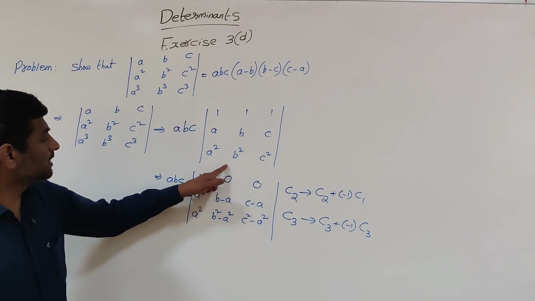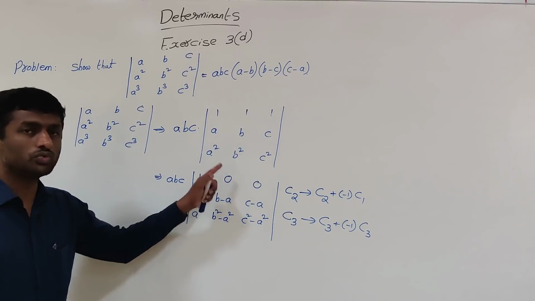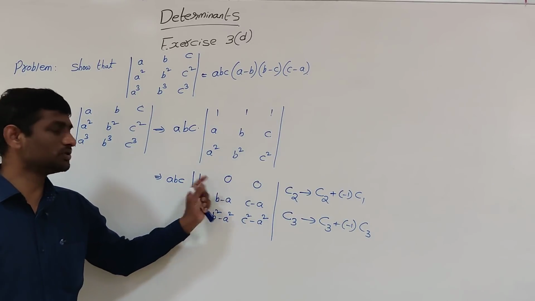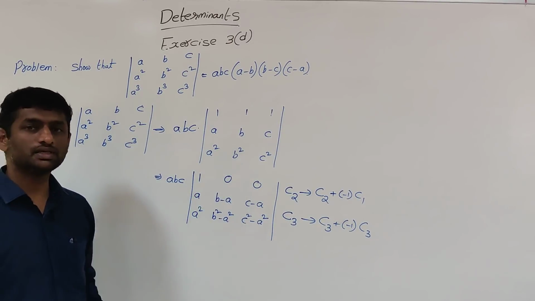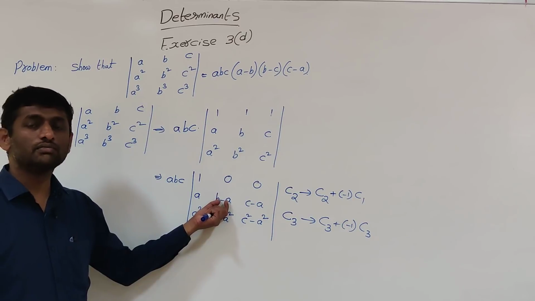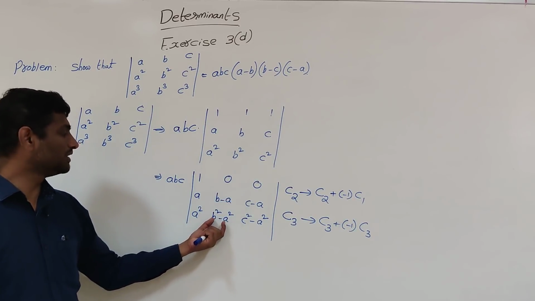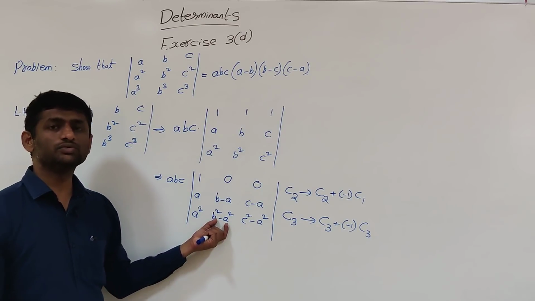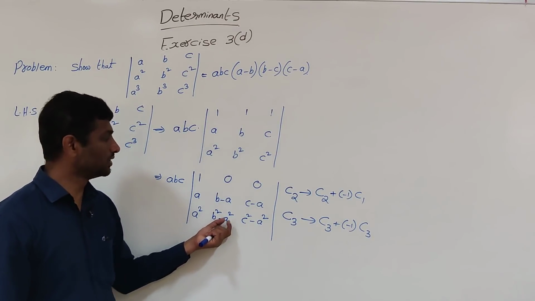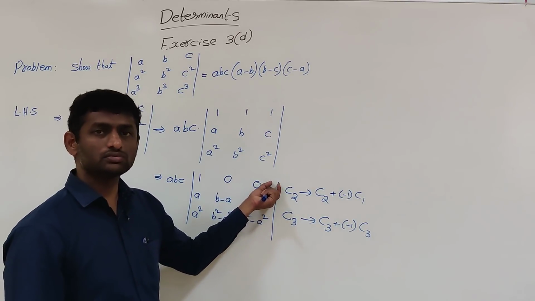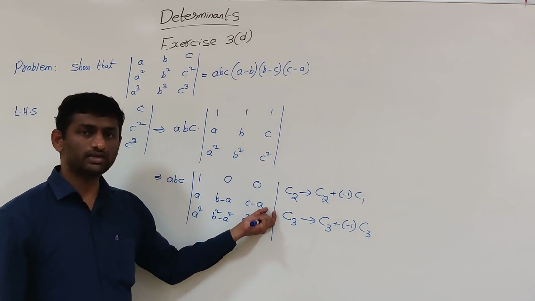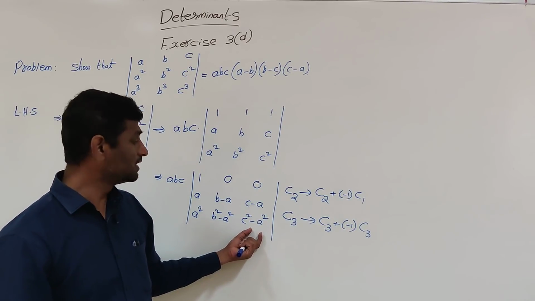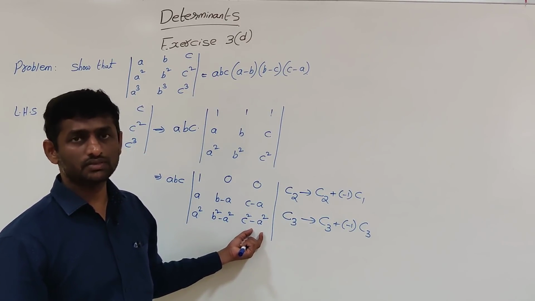Now if you see the elements of column 2, 0 into B minus A is 0, 0 into something is 0 only. So we can write 0 into B minus A. Here B minus A is a value, B minus A into 1, and B square minus A square we can write as B minus A into B plus A. Similarly, 0 into 0, C minus A into 1, C square minus A square means C minus A into C plus A.